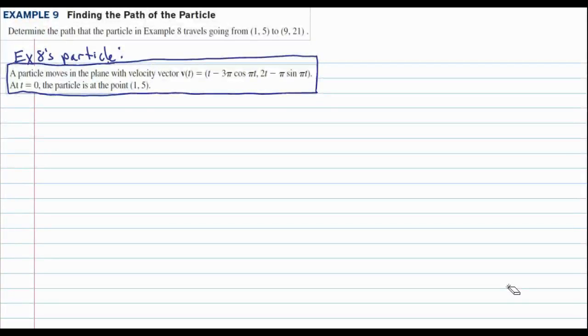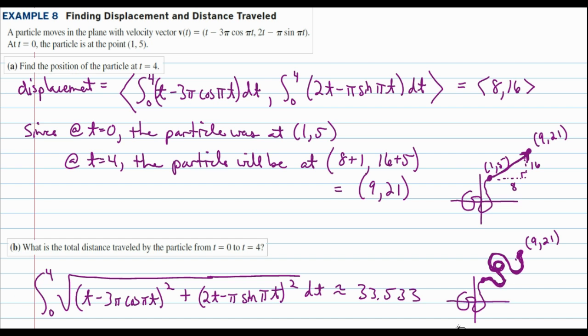This is a screencast for section 10.2, example 9, finding the path of the particle. So in example 9, we're going to determine the path the particle in example 8 travels going from (1, 5) to (9, 21). Well, if we look back at example 8, we found the displacement between the points (1, 5) and (9, 21) and then the distance traveled.